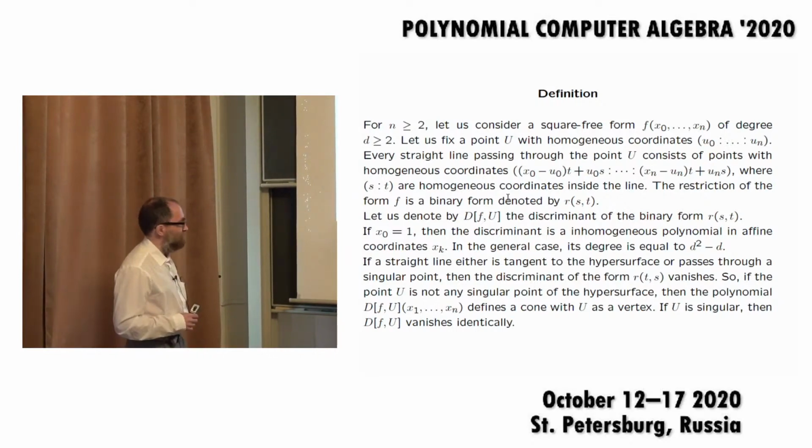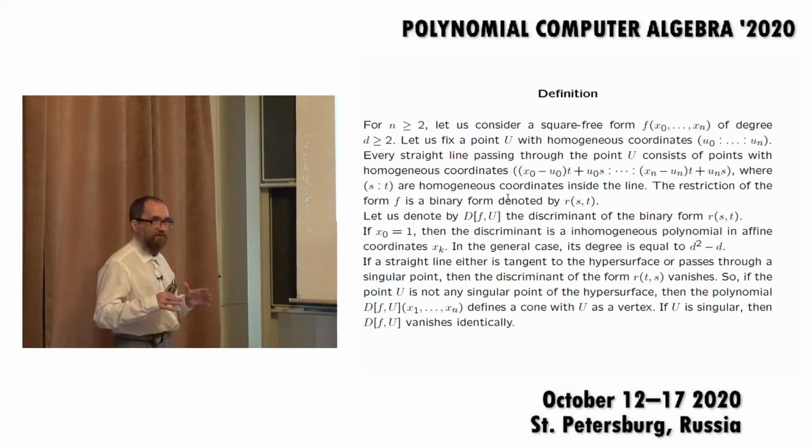If x0 equals 1, in this case, we consider the affine space inside the ambient projective space. Then the discriminant D is an inhomogeneous polynomial in coordinates x, and in the general case, its degree is d square minus d.